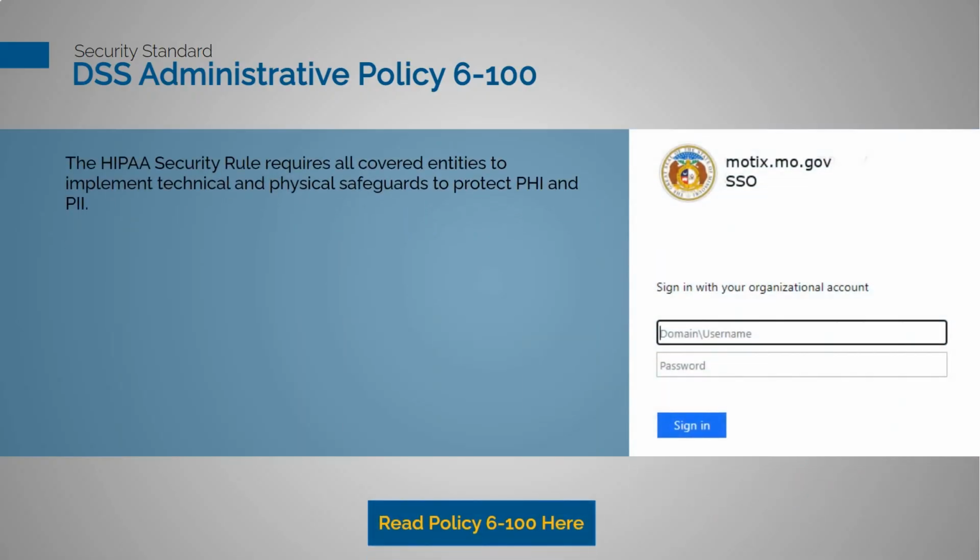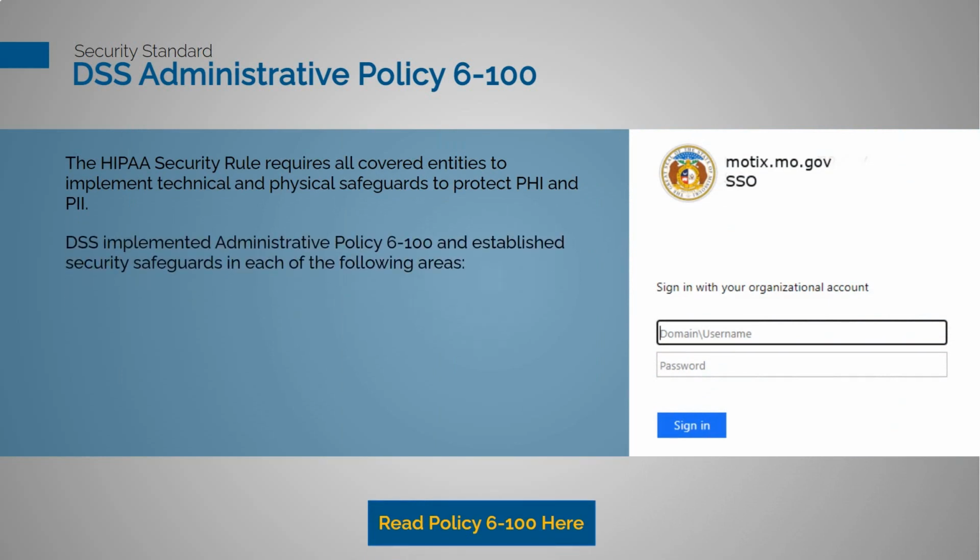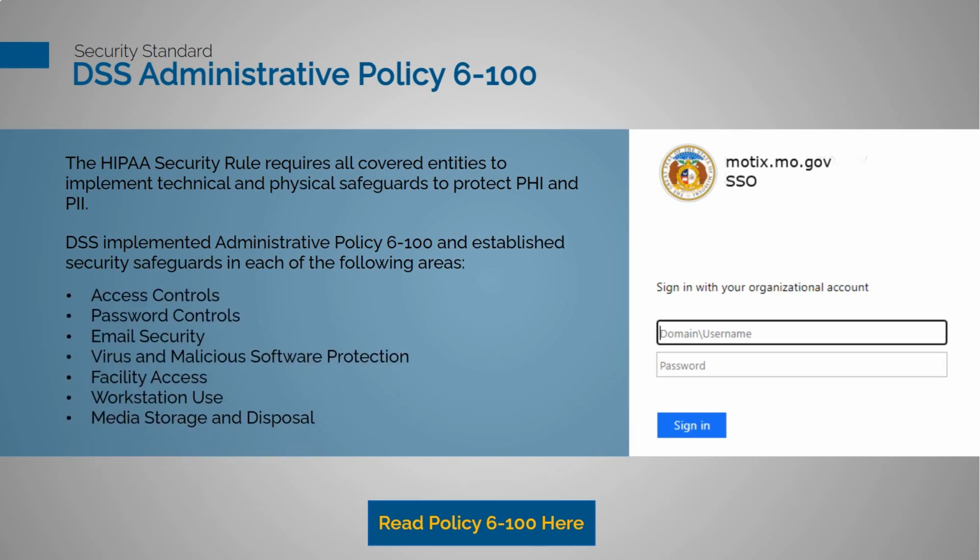HIPAA requires DSS to implement technical and physical safeguards to protect PHI and PII. Administrative Policy 6-100 details the security safeguards that DSS workforce members are to use. These safeguards are access controls, password controls, email security, virus and malicious software protection, facility access, workstation use, and media storage and disposal. The picture shows one of the daily access controls that you encounter as a workforce member. You can read Policy 6-100 by clicking the button at the bottom of the slide.